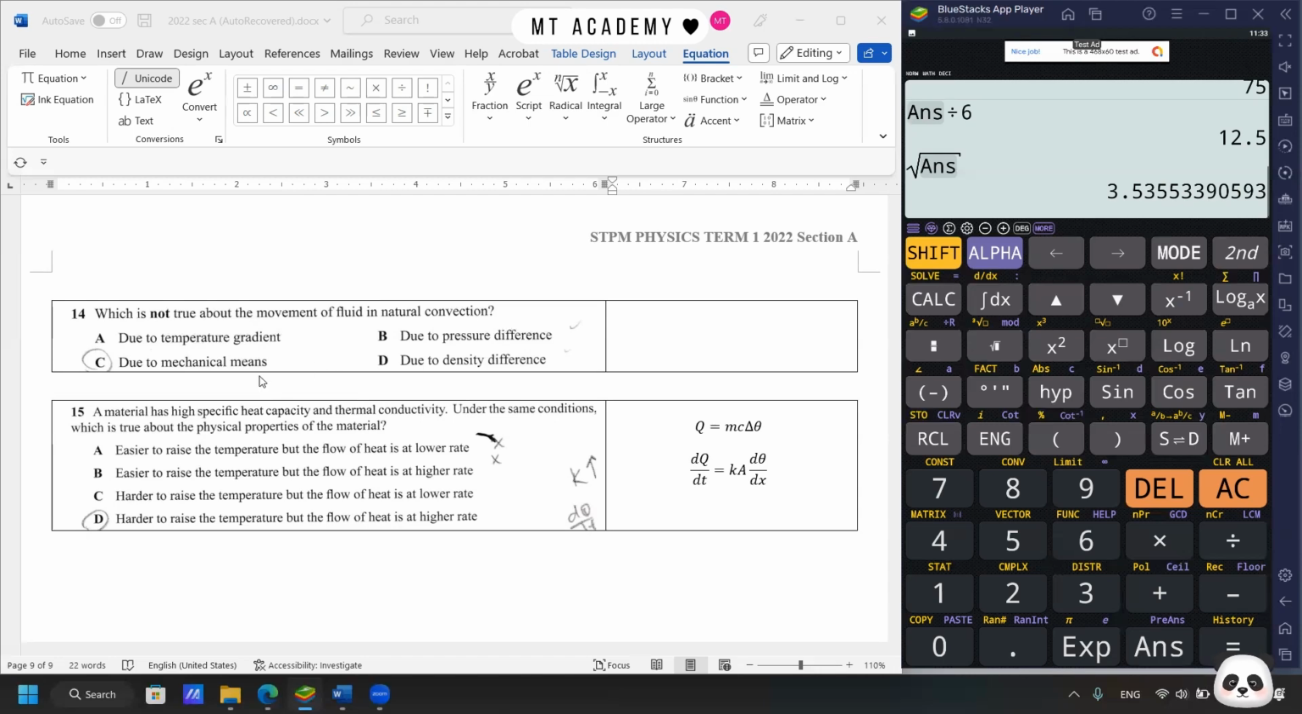We move on to question 14: which is not true about the movement of fluid in natural convection? So quite obvious, it is due to mechanical means. Temperature gradient happens in the phenomenon of heat conduction, and B and D are not really related to heat transfer. We shall move to question 15.